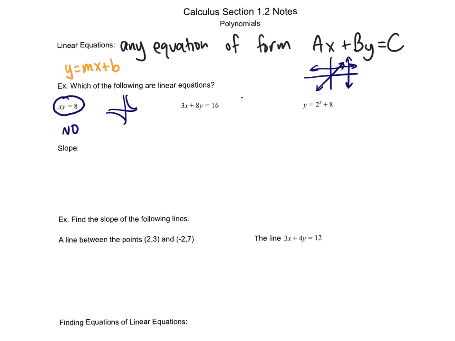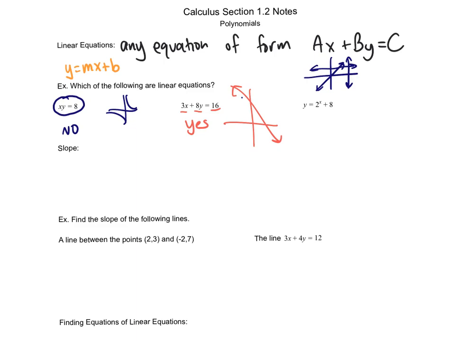Now, the second one is a prototypical linear equation. It's actually written in the correct form and everything. It's something x plus something y equal a number. So this is definitely a linear equation. So if I were to graph it, I'd see some kind of line, something like this. And again, always graph these on Desmos or your graphing calculator, check what the graph looks like.